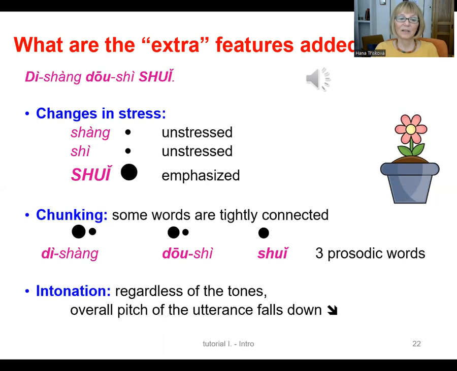And finally, there is intonation. Regardless of tones, the overall pitch of the utterance falls down. You may listen to it once more. 地上都是水.